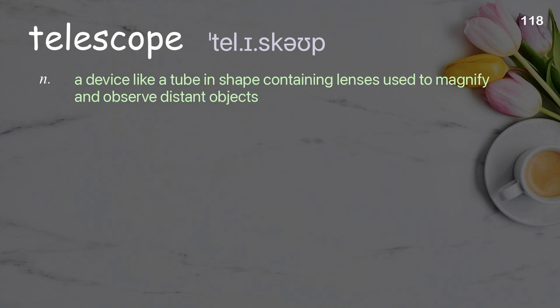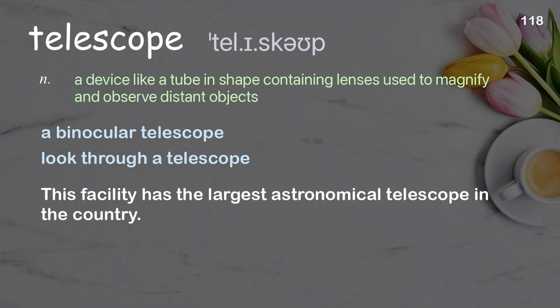Telescope. A device, tube-like in shape, containing lenses used to magnify and observe distant objects. Examples. A binocular telescope. Look through a telescope. This facility has the largest astronomical telescope in the country.